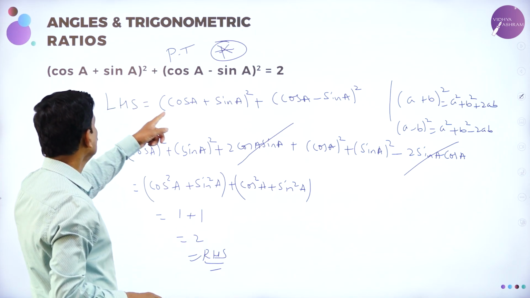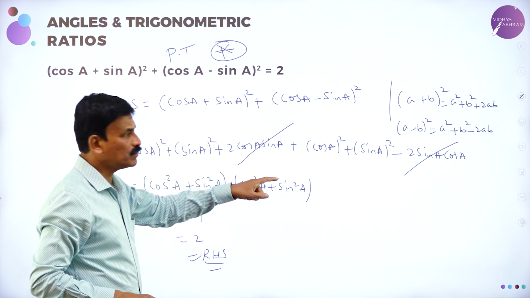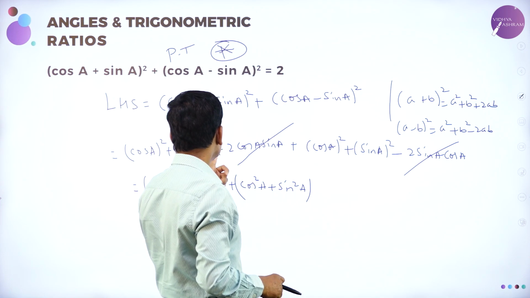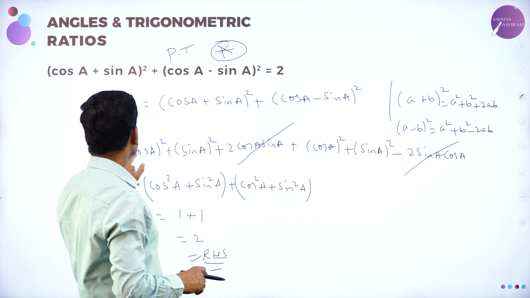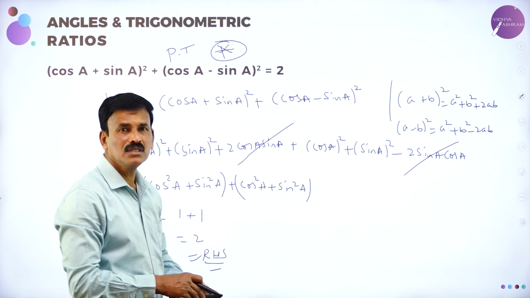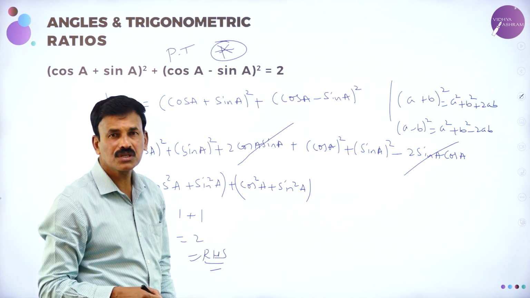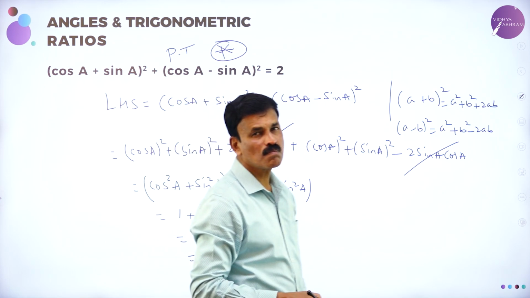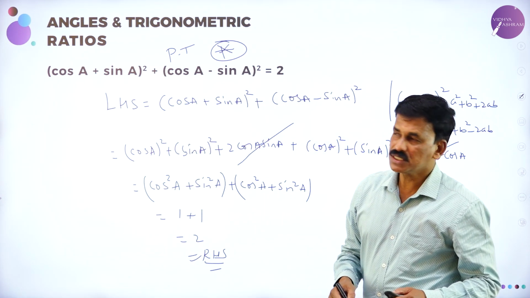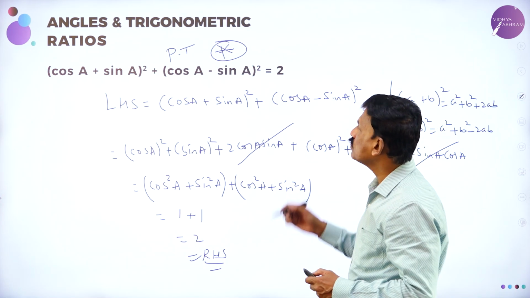See, A square plus B square plus 2AB, A square plus B square minus 2AB, minus 2 sin A cos A plus 2 sin A cos A gets cancelled. Cos square A plus sin square A is 1, cos square A plus sin square A is equal to 1, 1 plus 1 is equal to 2, which is the required answer. Hope you followed. These are very important and simple problems from the point of view of examination, 1 or 2 marks questions. Now move on to the next problem.